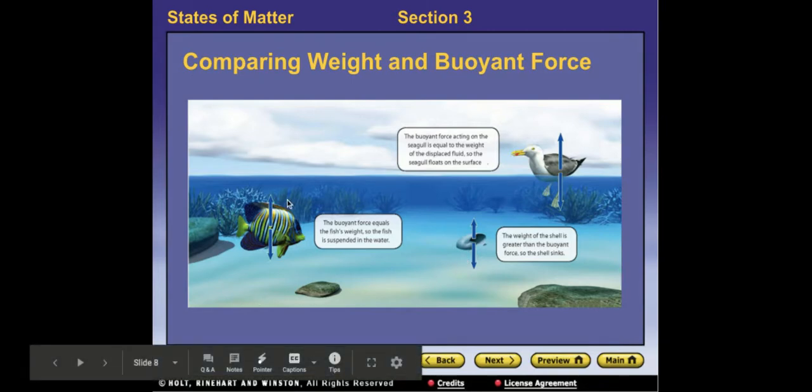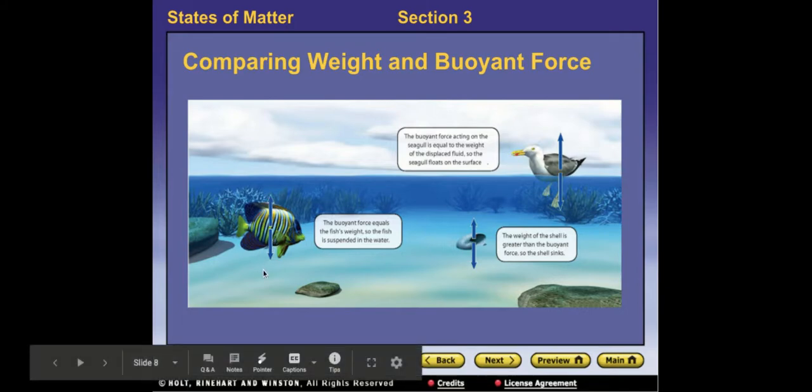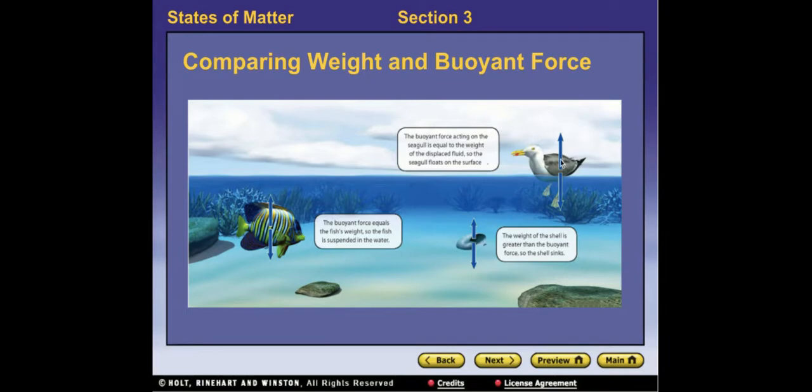In the next scenario, you have this fish that's kind of in between. So it's just suspended or immersed in the water, and it kind of hangs out in the middle of the water. In this case, the buoyant force is equal to the weight. And then this seagull, I guess, is floating on the top of the water. If something is floating on the top of the water, that means the buoyant force is greater than the weight.